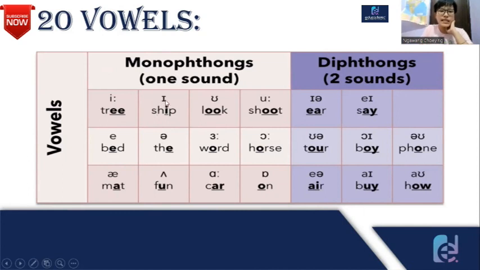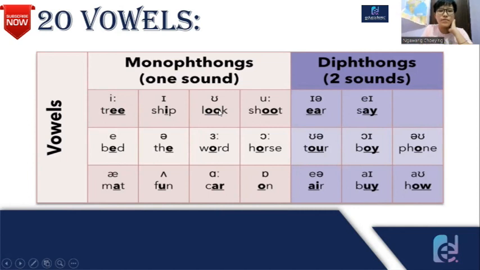Let's take the example of the word ship. We use the shorter E in the word ship. Then in the word tree, we use the longer one. We do not use the short one; we do not say it short. We say tree, producing the sound for a longer period. Likewise, there's a difference in these two as well.